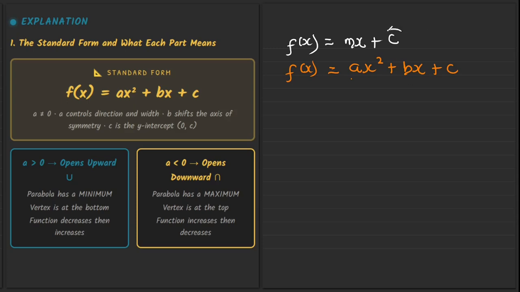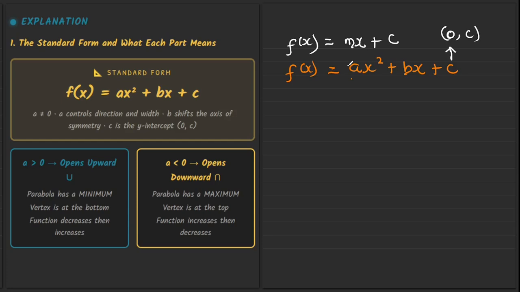Just as for linear, we have what we call the y-intercept. For quadratic as well, there is the y-intercept, which is c. So if you want it as a coordinate, for the y-intercept the value of x is always 0. So in terms of coordinates, the y-intercept is simply (0, c). So this is the standard form of a quadratic function.